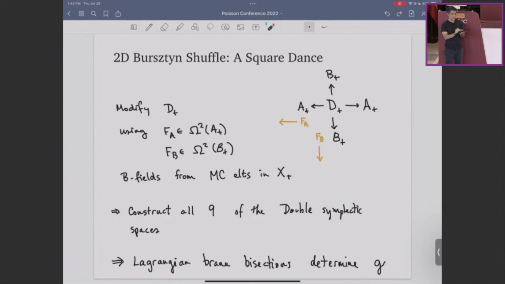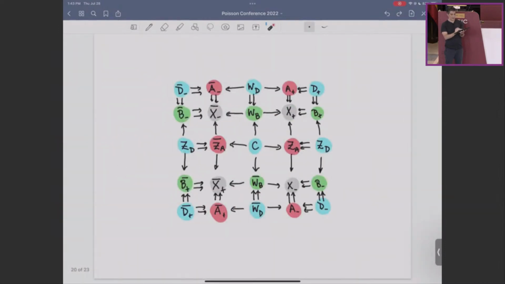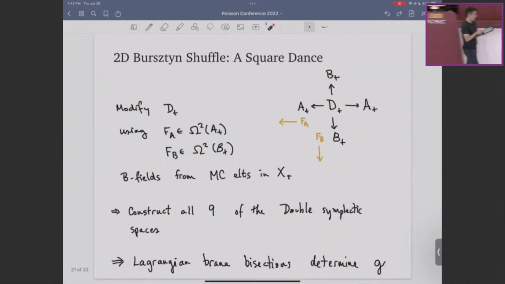There's going to be a brane bisection here, here. They will have complex conjugates, and also in here. I don't know the complete set of conditions yet for the brane bisections, but I believe that they're completely determined by an imaginary Lagrangian brane bisection in W and in Z, and then they generate the one in C. But we have yet to prove that. So that's what we believe is the picture.